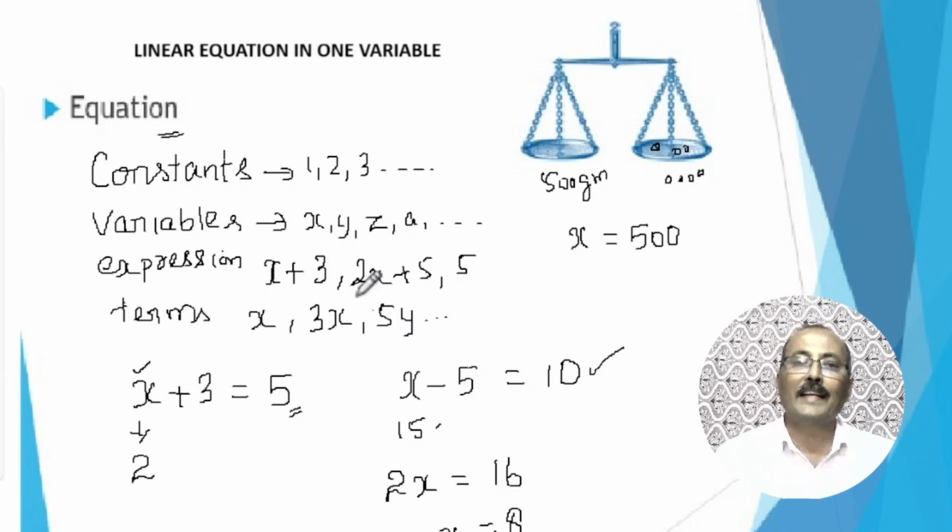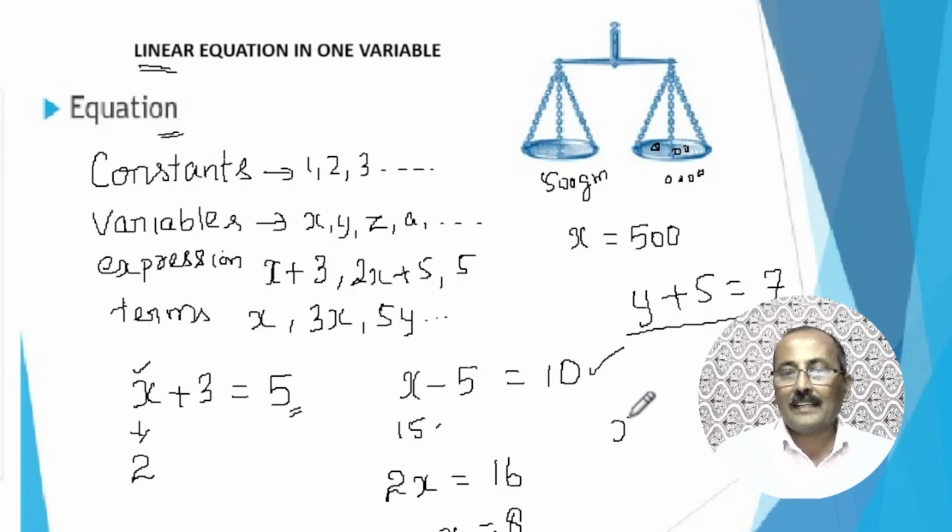But only one thing, this chapter deals with linear equation. What is meant by linear? In all the things I used x only. I can say y plus 5 equal to 7 also. Then y will take the value 2. 2 plus 5 equal to 7. That is also a linear equation only.